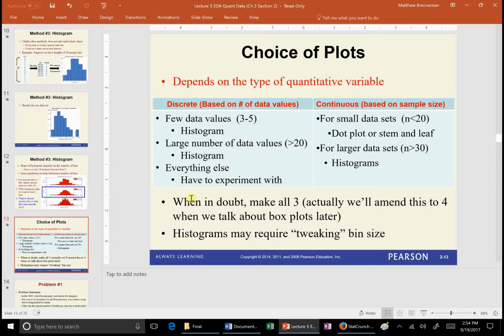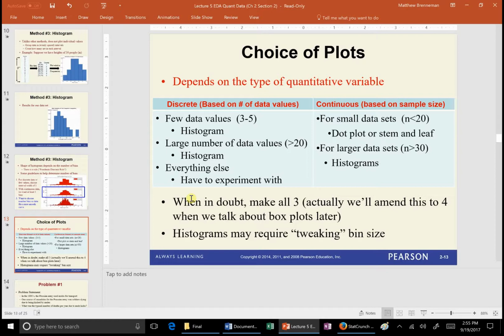If we have a large number of data values, usually more than 20, we always use histograms. If you do some of the data sets with stem and leaf, you're going to see that it's too busy. We have too many data values. Histogram is always the right answer. If you have discrete data and you have between 5 and 20 distinct data values, then you have to play around. So if you looked at, for example, the average number of students in a classroom, that number at some colleges could be around 5 to 20 if you're at a really small school. How would you plot that? Well, you'd have to play around.